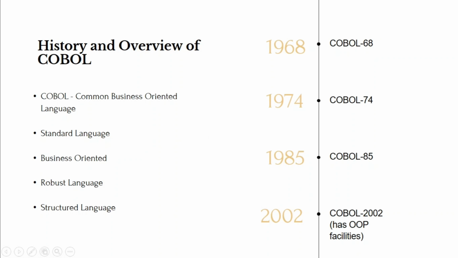If we talk about features of COBOL, it's a standard language which can be coded and compiled on different machines like AS400 and personal computers. It's a business-oriented language which can handle huge volumes of data. It's a robust language because it has numerous debugging and testing tools available in the market for all the platforms. It's a structured language because it has different divisions, sections, and paragraphs, which are easy to write and easy to read. Also, it is easy to debug.